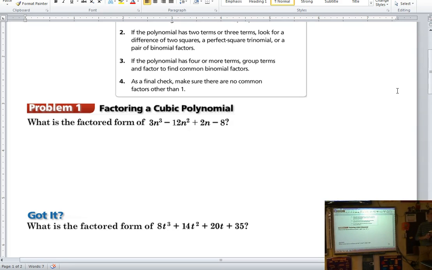If there's not something that I can factor out of the entire thing, is there a way that I can split this and factor something out on the first half and something else out on the second half so that whatever's left over is the same inside the parentheses? So if I look at my 3n cubed and my 12n squared, is there anything that could be factored out of those, Megan? 3n squared.